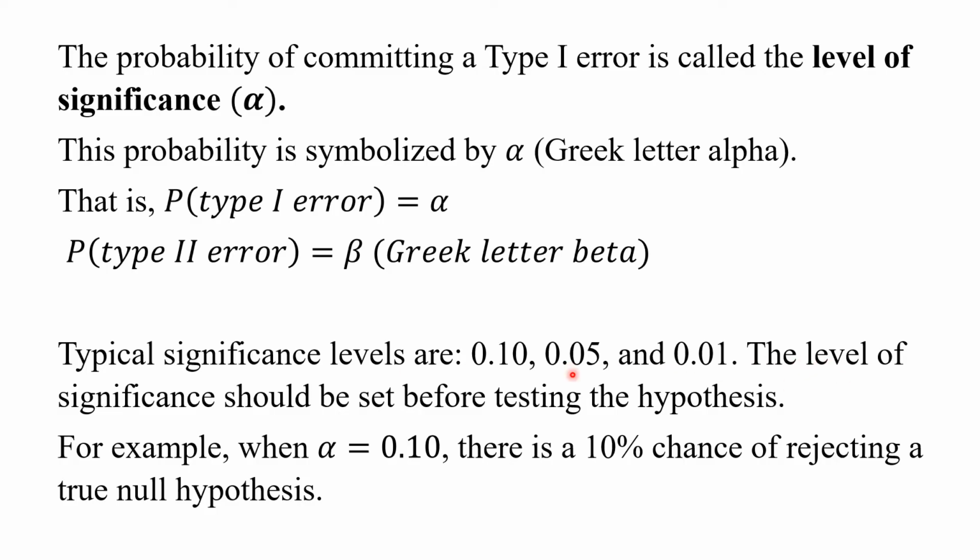Okay? So, the level of significance should be set before testing the hypothesis. So, for example, so yung significance level natin is 0.10, meaning there is 10% chance of rejecting a true null hypothesis. Okay.